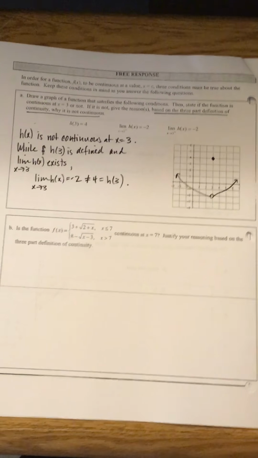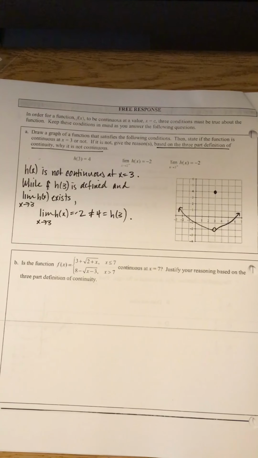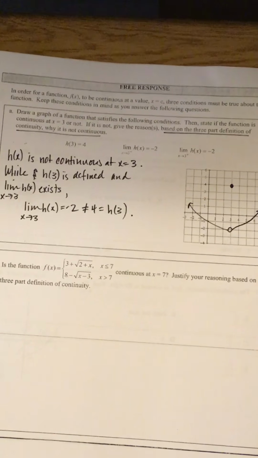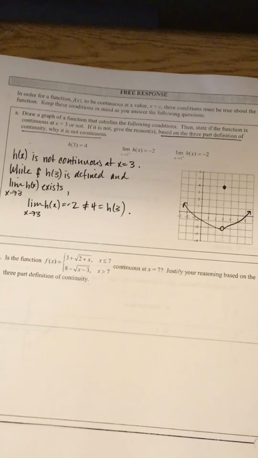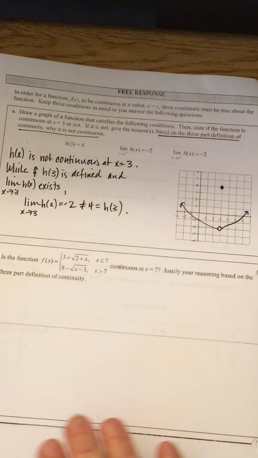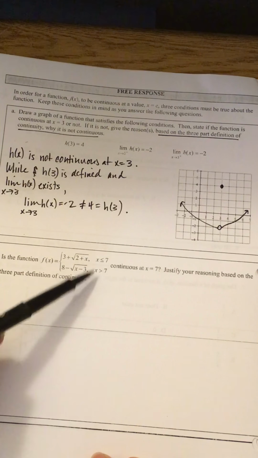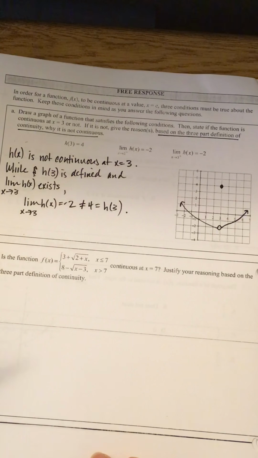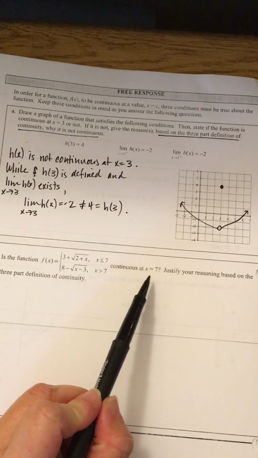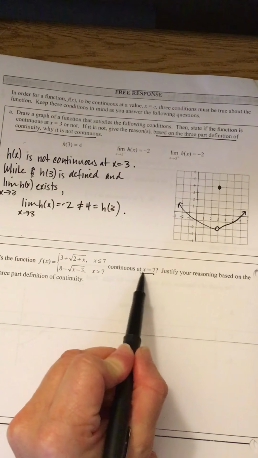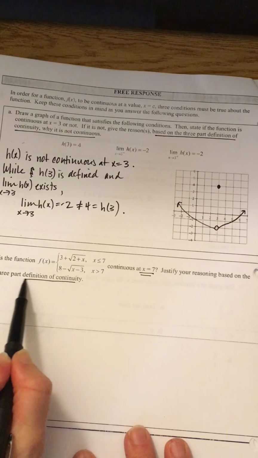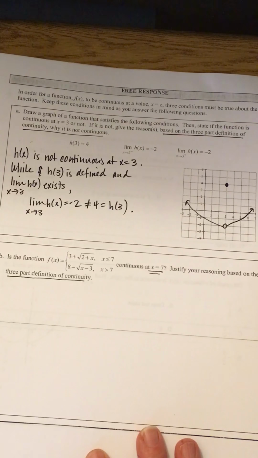Part B, I'm going to shift the camera a little bit. Okay. Part B gives us a new function, a piecewise defined function. That's actually, the two pieces are continuous functions and they meet up or hopefully meet up at 7 if it's going to be continuous. It asks if f of x is continuous at x equals 7 and to justify our reasoning based on the three-part definition of continuity.